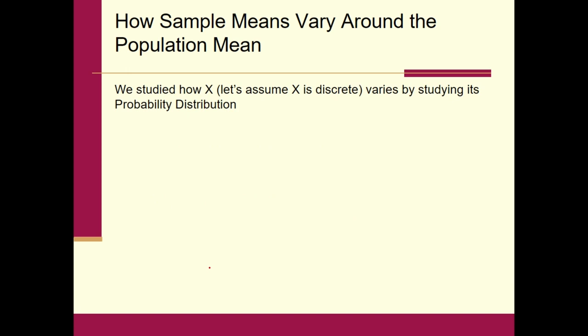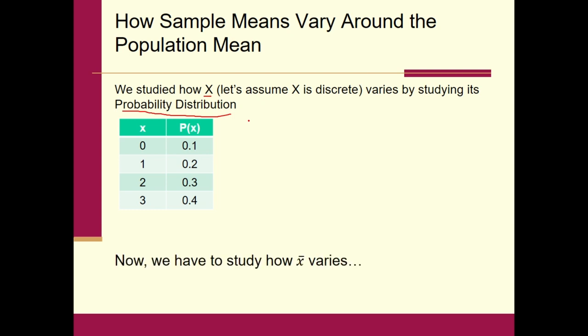We studied how X varies, and let's assume X is discrete, by studying its probability distribution. Remember that? Here are all the different values of X, 0, 1, 2, 3, that you could possibly get for whatever event is going on, and here are the corresponding probabilities. We see that 0 shows up 10% of the time, 1 shows up 20% of the time, 2 shows up 30% of the time, 3 shows up 40% of the time. So when we study how X varies, we're talking about a probability distribution.